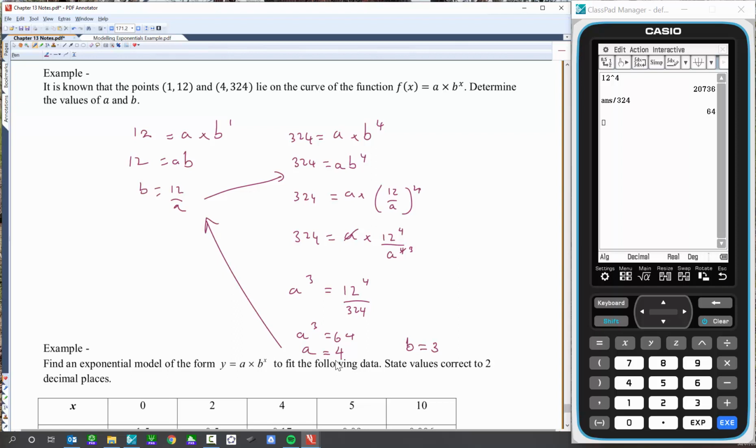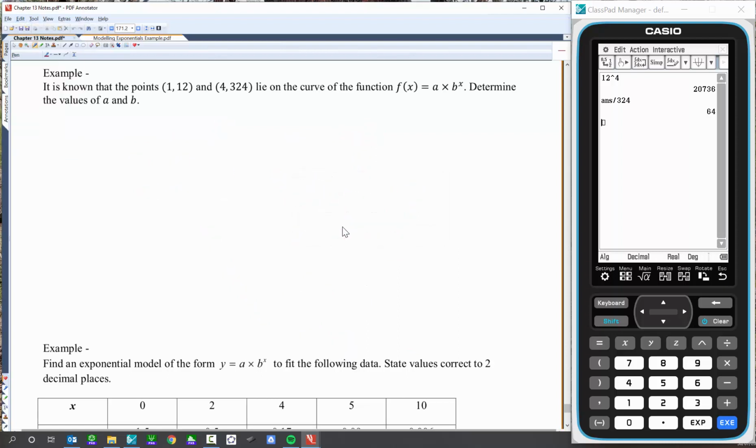Okay, now, is there another way to do these problems? And the answer is yes. So I'll show you the other method to do them, and let's just see whether this is a little more efficient. So let's do the substitutions again, and I've got 12 equals a times b, and I've got 324 equals, what was it? A times b to the 4. Now this is equation 1 and this is equation 2, and what we've been doing basically is substitution in that first instance. Now, why not elimination?